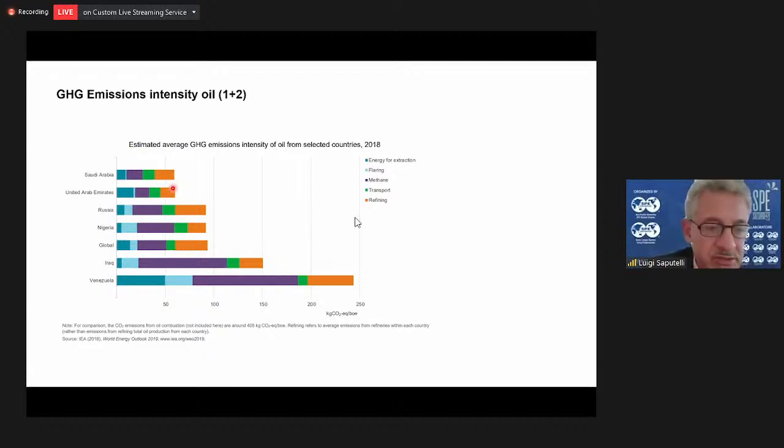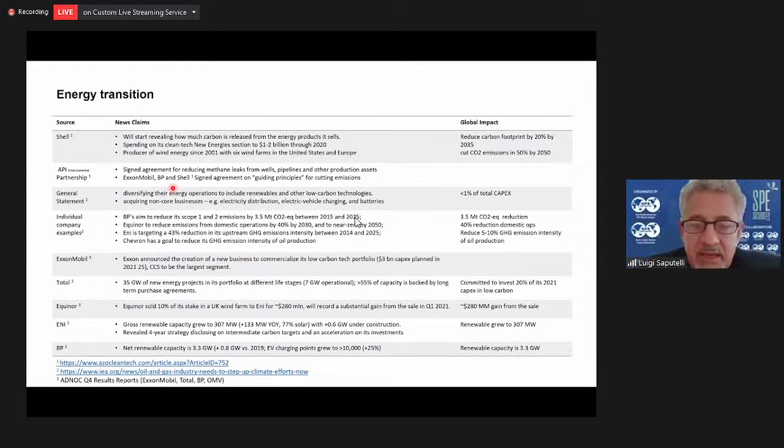The energy transition, I think you also discussed this in the previous talks about the evolution of the different companies. We can see that many companies are very concerned about reducing the carbon footprint, and they are mostly talking about scope 1 and 2. For example, Shell, in a recent article, says they will start revealing how much carbon is released into the energy products. The claim is that it will reduce carbon footprint by 20% in year 2035, cutting the CO2 emissions by 50%.